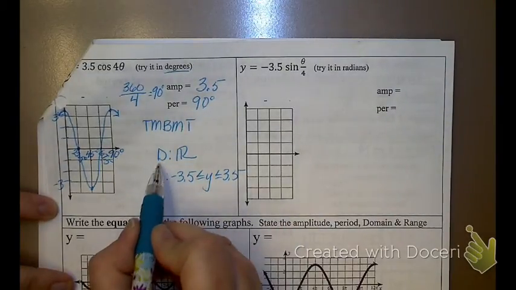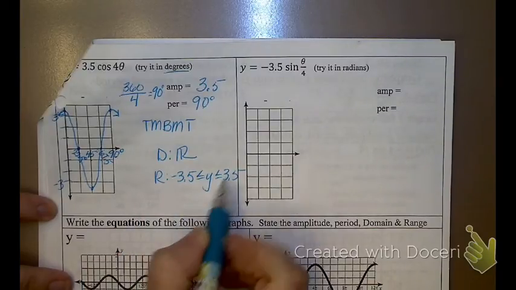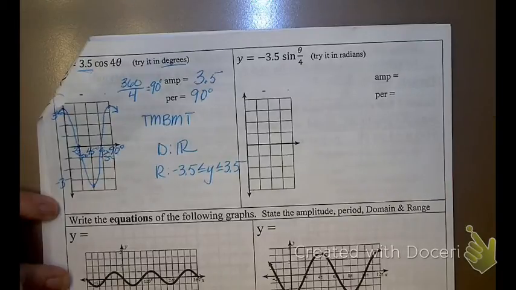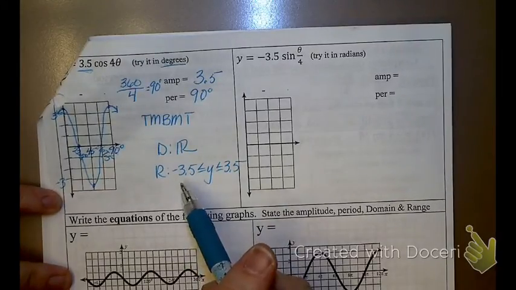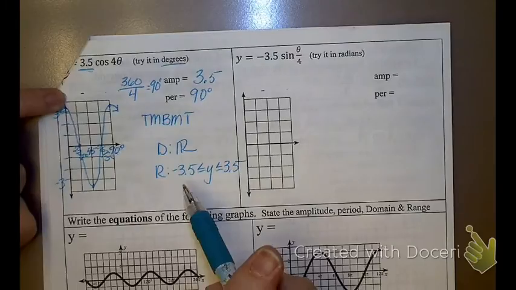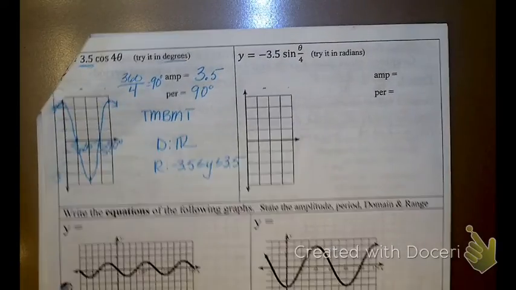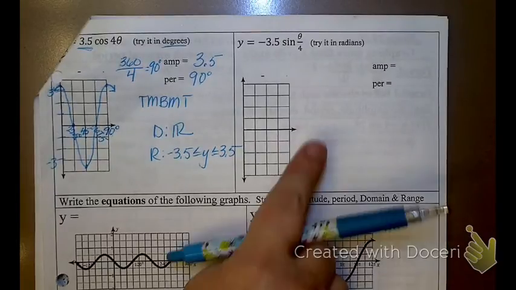Domain is always all real numbers. And then my range, I went ahead and wrote it in decimal form because since they gave me a decimal, it's okay for me to write my answers in decimal. So we're bouncing back and forth between -3.5 and +3.5, which is where my range comes from. Okay. All right, so you can pause the video and try the next one.